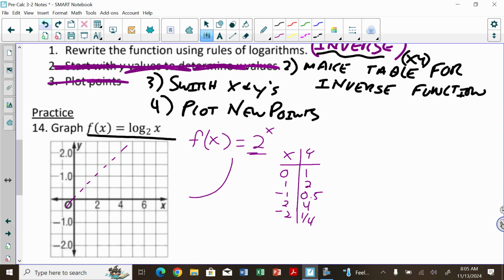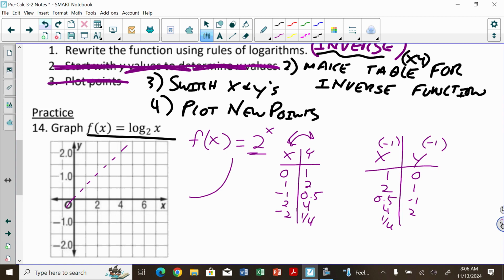So now what I'm basically doing is swapping these out. I'm going to swap these out, and my new x and y, basically of the inverse, so the log function here, I'm just going to switch these up. So I would have 1, 0, and 2, 1, and 1/2 and -1, and 4 and 2, and 1/4 and -2.